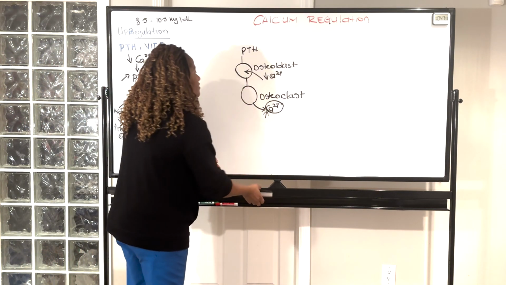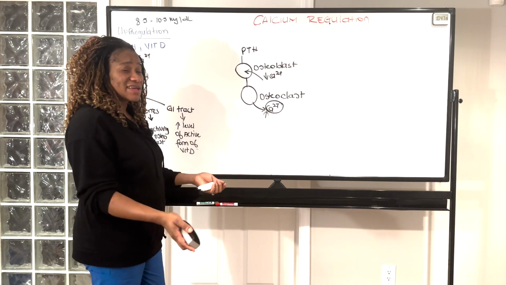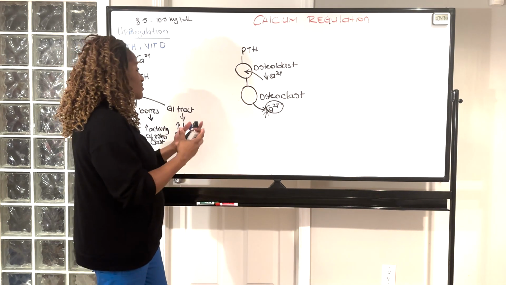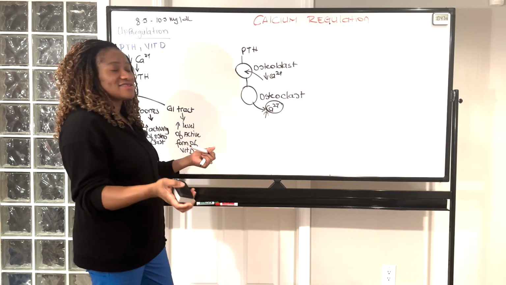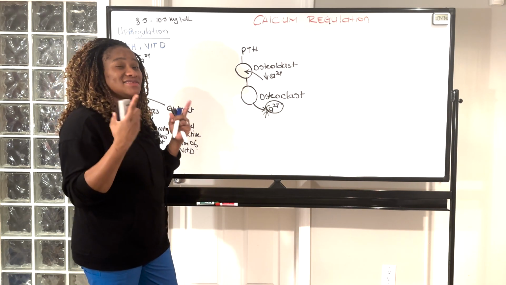Now let's talk about what actually downregulates the level of calcium, and we said it was only one hormone, which is the calcitonin secreted by our thyroid gland.